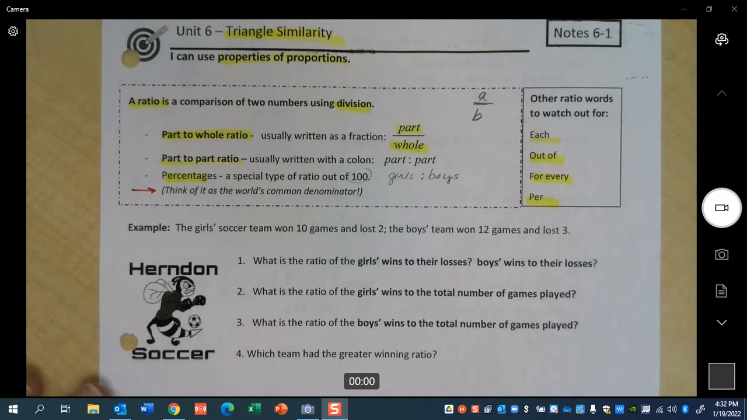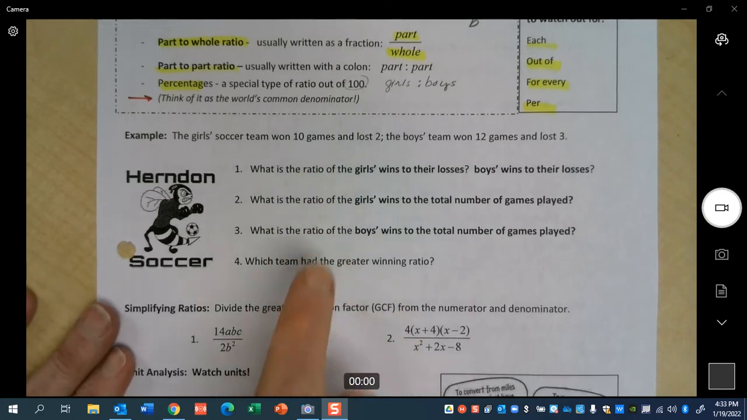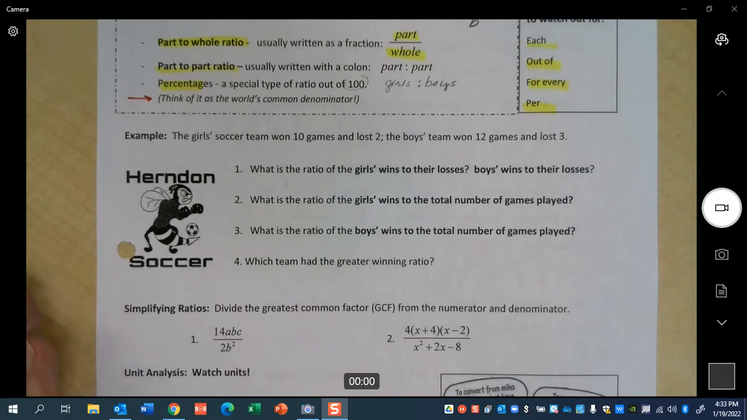All right. So we're going to talk about some ratios and percentages here when we go. All right, the girls soccer team won 10 games and lost 2. The boys team won 12 games and lost 3. So take a minute, and I'd like you to write the ratio of each of these things for numbers 1 through 4. Your mark is set, go.